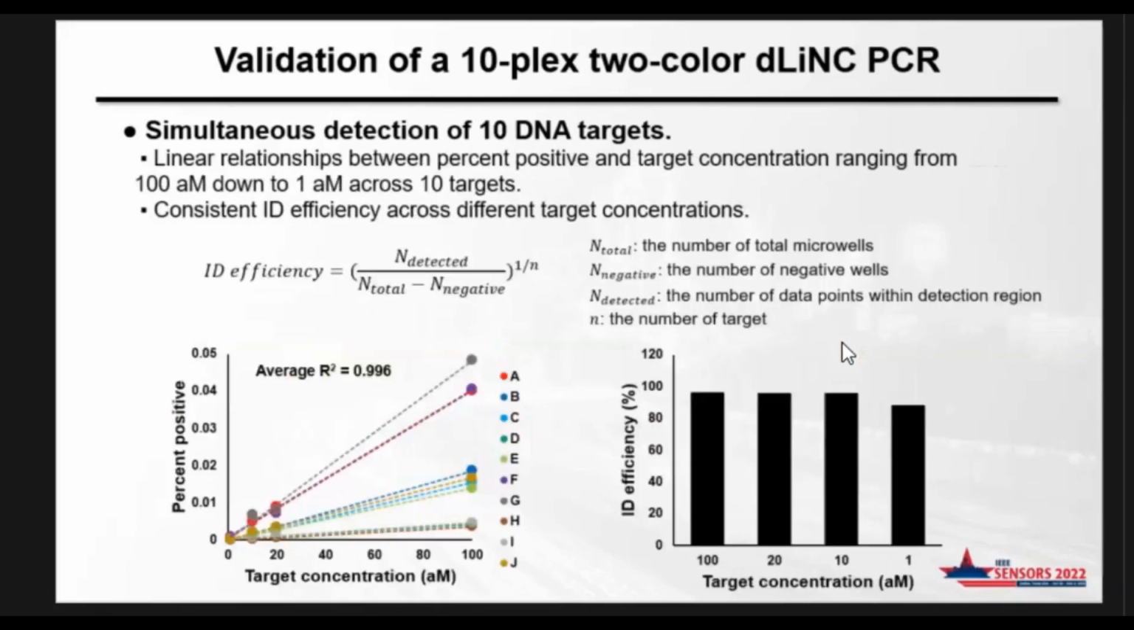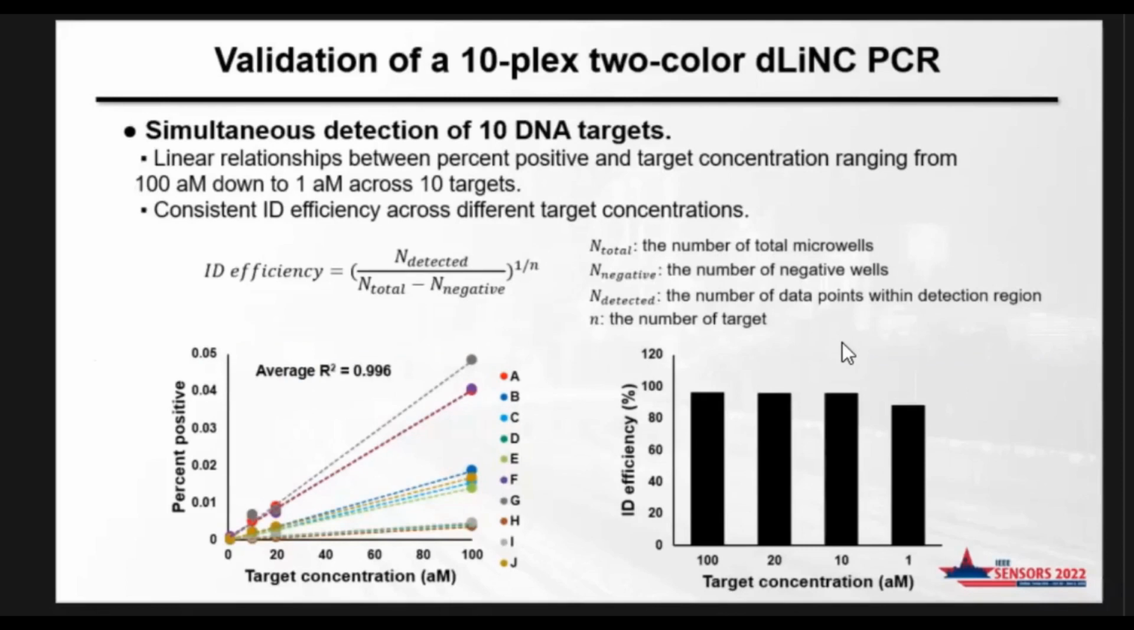We further varied each of the target concentration from 100 all the way down to 1 attomolar and observed linear relationship between percent positive and target concentration. And we also calculated ID efficiency of each target detection region, as shown here, and observed consistent ID efficiency across different target concentrations.